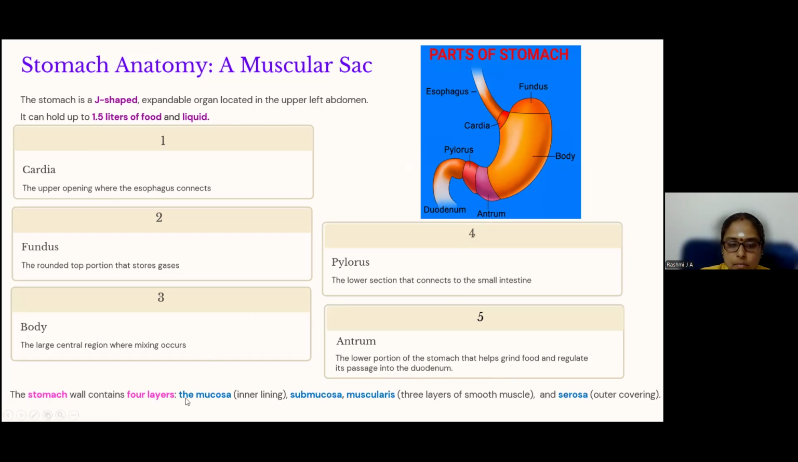Then the stomach has 4 layers, that is, 4 linings. You have the mucosa, the innermost, then the submucosa, then the muscularis and the serosa. Just know that there are 4 linings in the stomach. That is why the acid will not easily affect the internal organ. The mucus produced by the mucosa will counter the acid's action in the stomach.